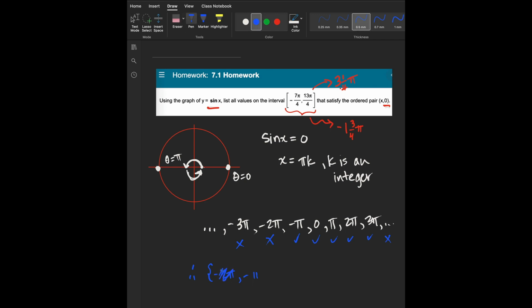Let's see if I can find the eraser here. I'm using a new tool here. I'm using a little Wacom tablet here, trying to get used to it.